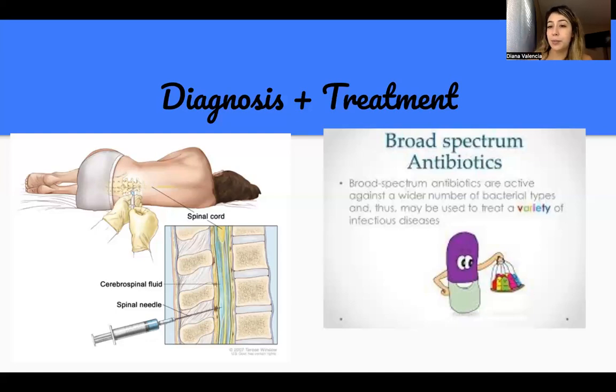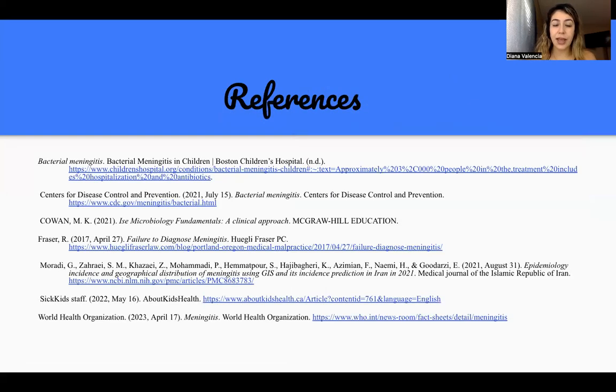While all this is happening, it is important to prescribe broad spectrum antibiotics to get the ball rolling and start killing the bacteria in the spinal fluid. As far as outcomes and treatment, only antibiotics can help, depending on which bacteria is found, and directly attack that bacteria.